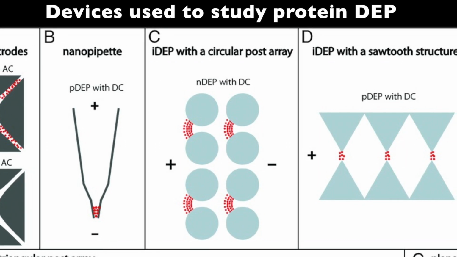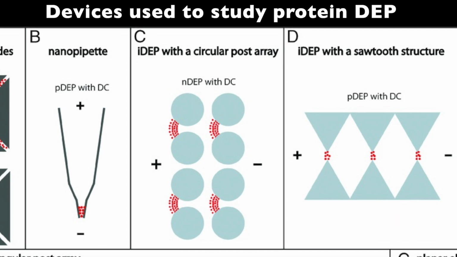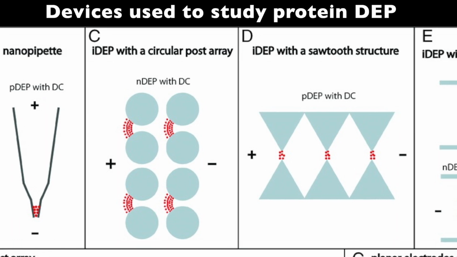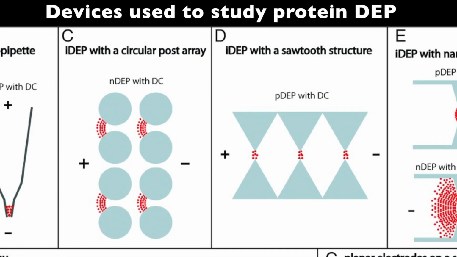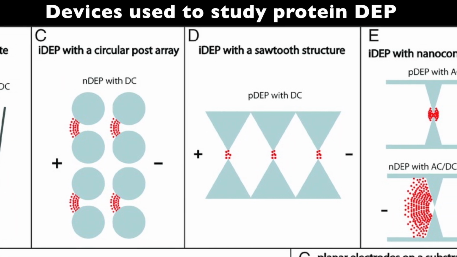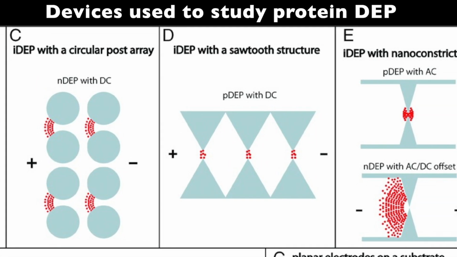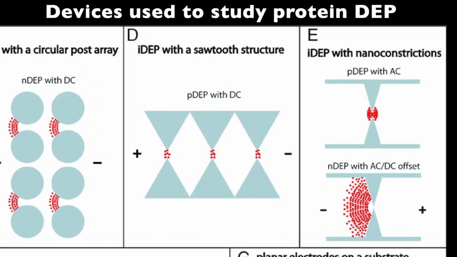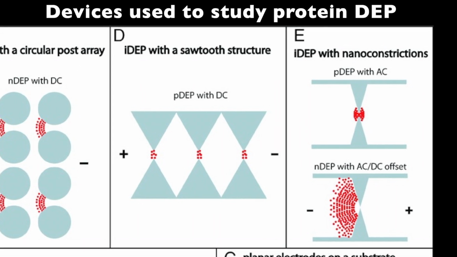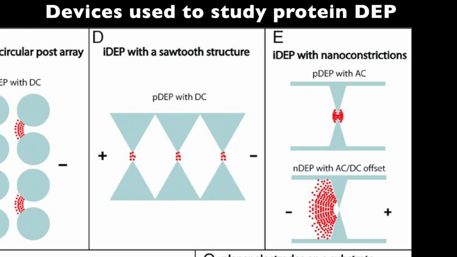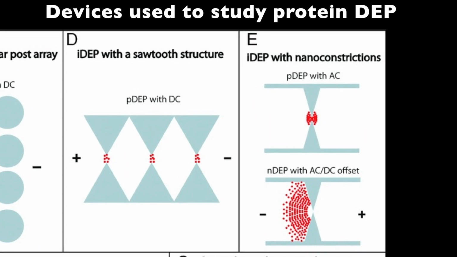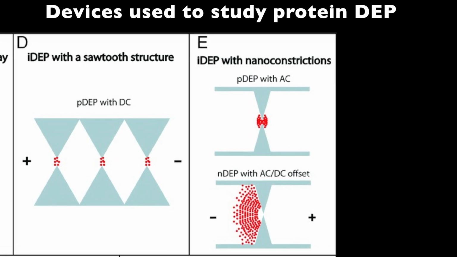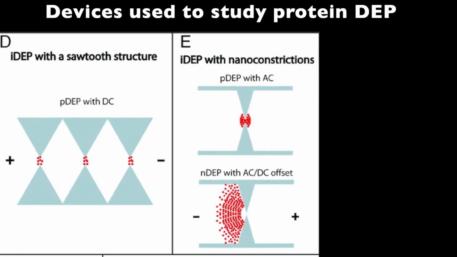In figure C, it shows a circular insulating post array as utilized under DC conditions. The protein is repelled from the constrictions where the electric field gradient is highest, indicating negative DEP. In figure D, insulating constrictions with sawtooth shapes realized with the application of a DC voltage. The proteins are trapped at the narrow constrictions by positive dielectrophoresis, PDP.